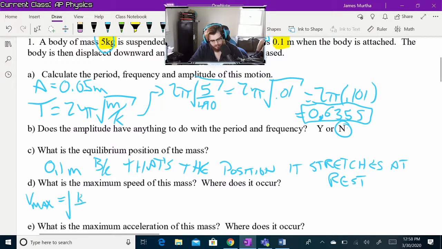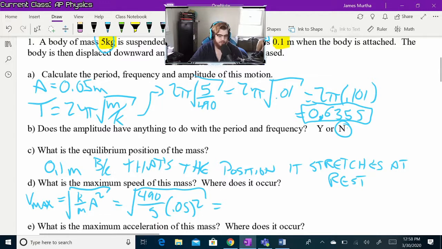Now, to find that, we do the square root of K over M times A squared, and that's how we find the maximum velocity. So when we plug everything in, we take the square root of 490 over 5 times our amplitude, which, as we said, was 0.05. We got to square that. When we plug all that into our calculator, and we do it correctly, what we should get is 0.495 meters per second.